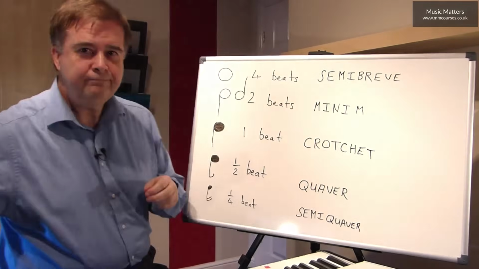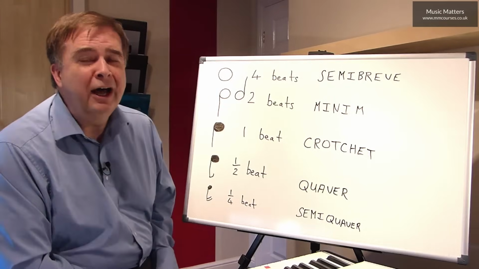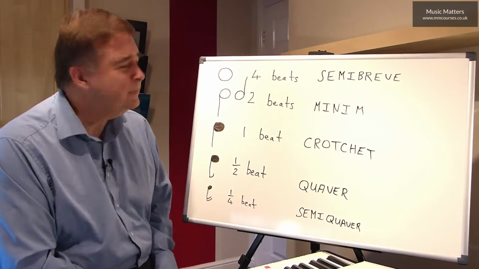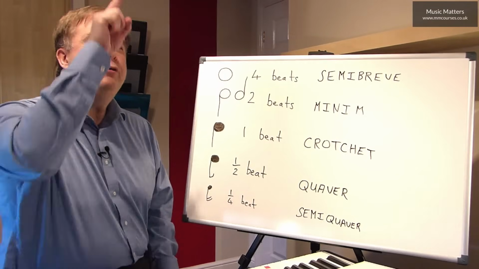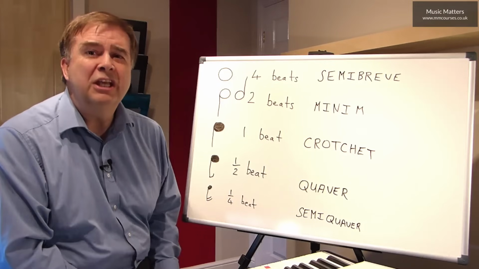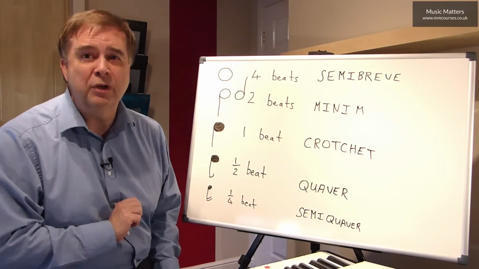Okay, now another thing we can do is we can put dots after each of these notes. Now you may be wondering what on earth we would want to do that for. If you put a dot over a note or underneath a note, that's what we call a staccato marking, which means that you'd play the note detached rather than smooth.